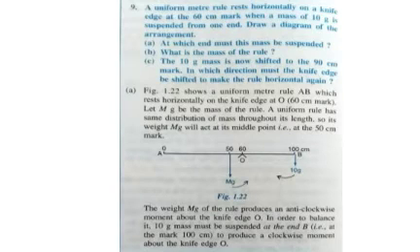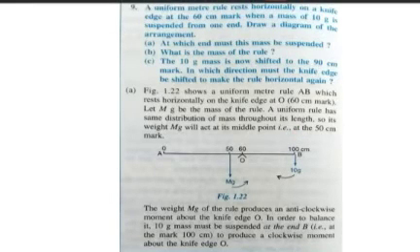Okay. Now 9. A uniform meter rule rests horizontally on a knife edge at 60 centimeter mark when a mass of 10 gram is suspended from one end. Draw a diagram of the arrangement. At which end must this mass be suspended? What is the mass of the rule? The 10 gram mass is now shifted to 90 centimeter mark. In which direction must the knife edge be shifted to make the rule horizontal again?